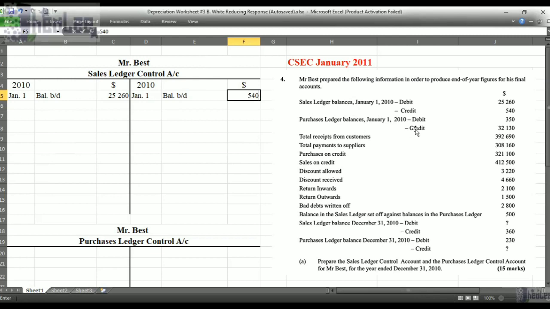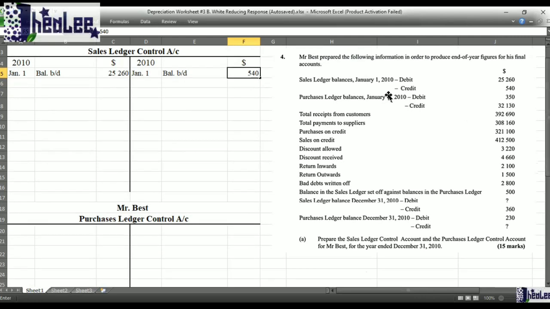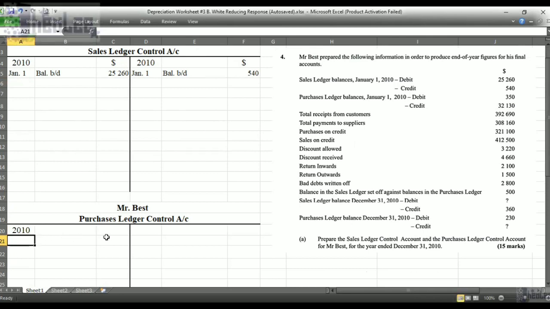Now we're on to the purchases ledger opening balances. And we're seeing where there's a debit balance of $350 and a credit balance of $32,130. So let's make those entries. Please note that the purchases ledger control, the normal balance is a credit balance, right? But it may carry a debit balance, and these are the reasons. If the firm returned goods after paying for them in full, where the firm makes advance payments on its account, where the firm has been overcharged by the supplier, or where the firm overpays its account in error. So those are some reasons.